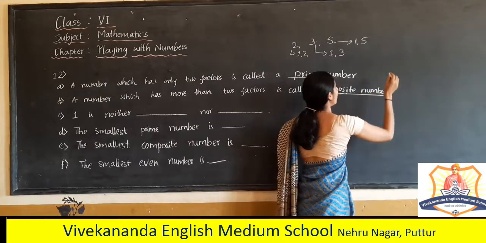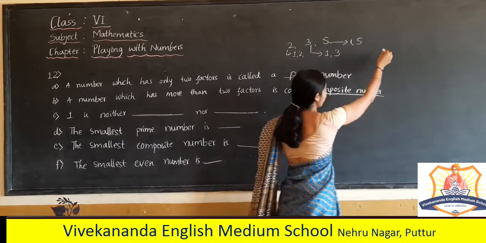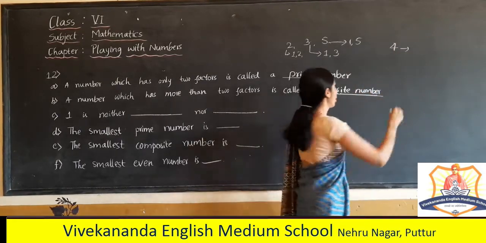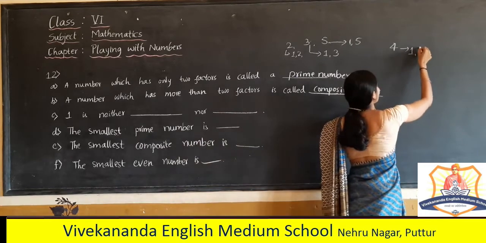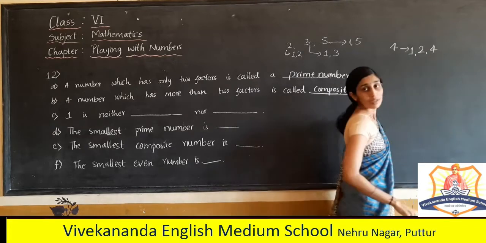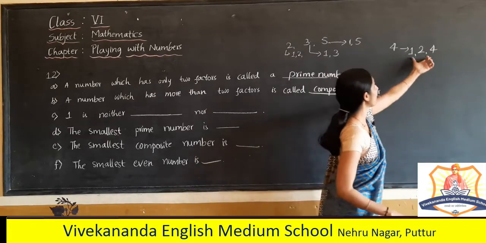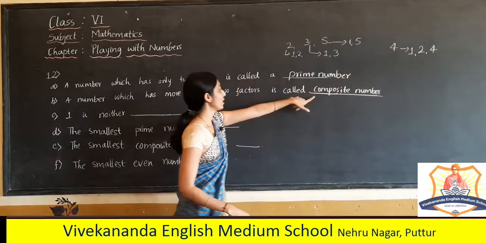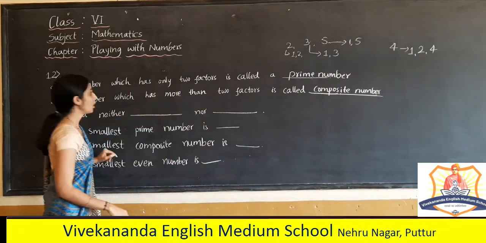Example, if I consider 4, which are the factors of 4? 1, 2, yes, and 4, right? Other than these 2 factors, it has got one more factor. So numbers with more than 2 factors are called composite numbers.